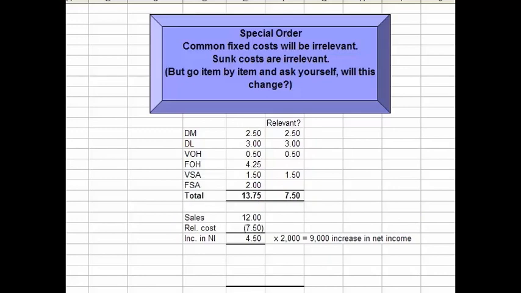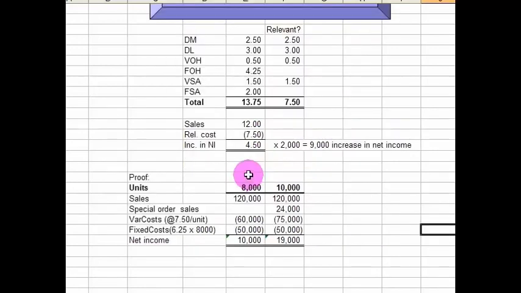Let me show you a longer approach to the problem, which basically will serve as a proof that our answer was correct. This column is without the special order, and slightly to the right here is the column with the special order. So without the special order, their sales will be 120,000. That's 8,000 units times $15 each. Variable costs would be 8,000 units times $7.50 each. The 7.50 is 2.50 plus 3 plus 0.50 plus $1.50. So I've included manufacturing and non-manufacturing costs here. This is all variable costs.